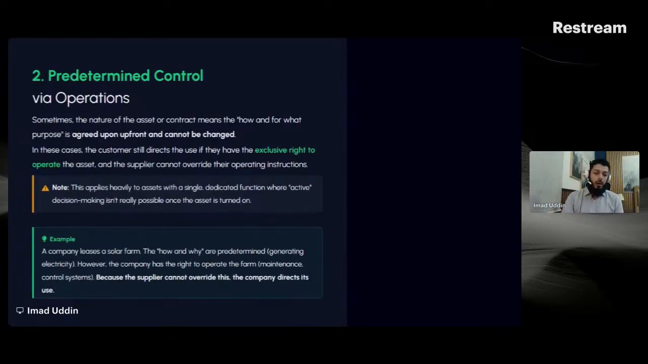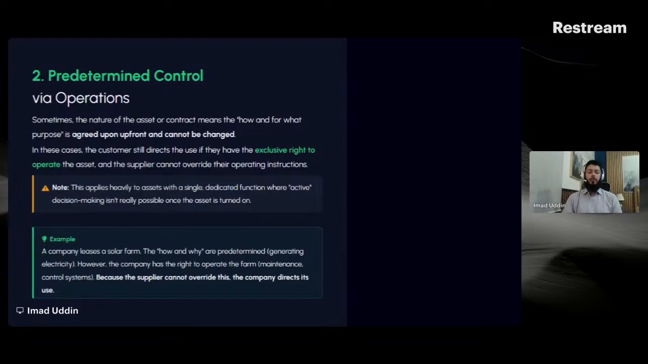Now, there could be two kinds of predetermined control. One could be via operations and one could be via design. So let's look at the operations part first. Sometimes the nature of the asset or contract means that how and for what purpose the asset is used is agreed upon upfront and cannot be changed, as we decided earlier. In these cases, the customer still directs the use if they have the exclusive right to operate the asset, and the supplier cannot override their instructions.